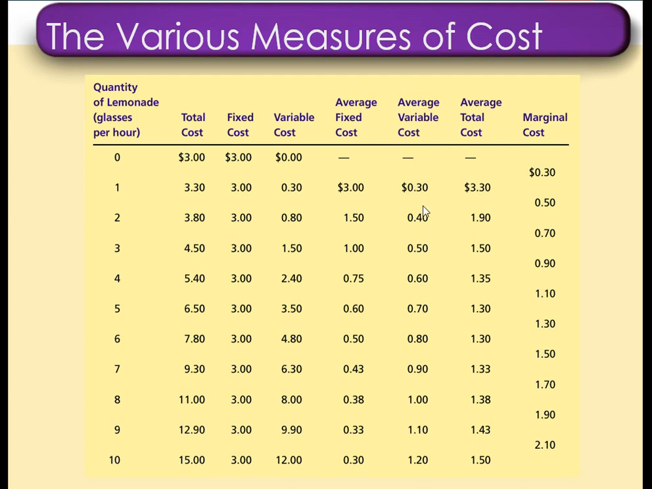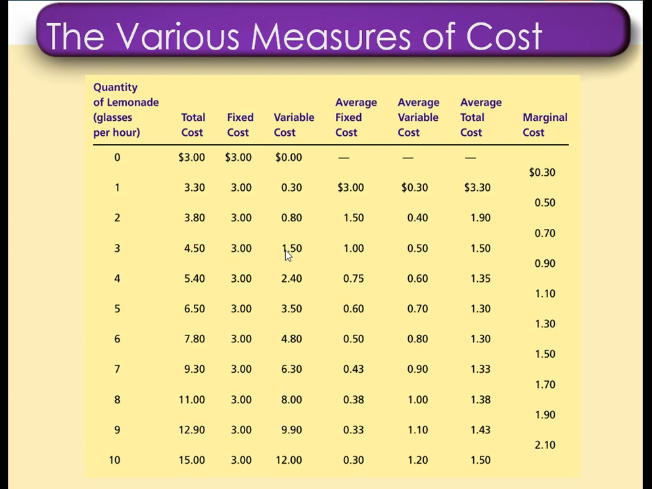The next is average variable cost. We can calculate average variable cost by dividing variable cost by the number of units produced. So we divide variable cost by the number of units produced, which is 1. When we divide 0.3 by 1, it gives us 0.3. And when we divide 0.8 by 2, it gives us 0.40.